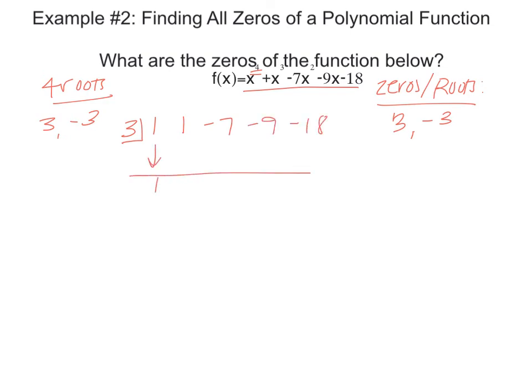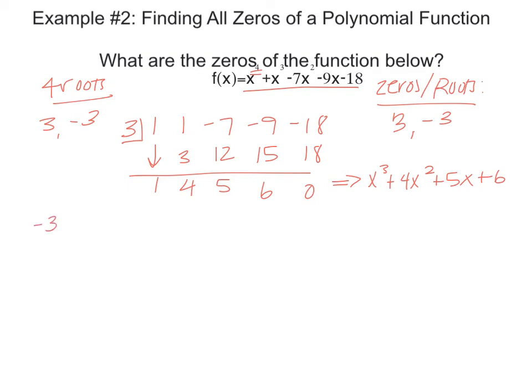1. 3 times 1 is 3, 4, 12, 5, 15, 6, 18, 0. And that makes sense for this to be 0 because that once again proves that 3 is a root. So then that new equation becomes x cubed plus 4x squared plus 5x plus 6. Okay, then from there we're going to test the next root, which is -3.